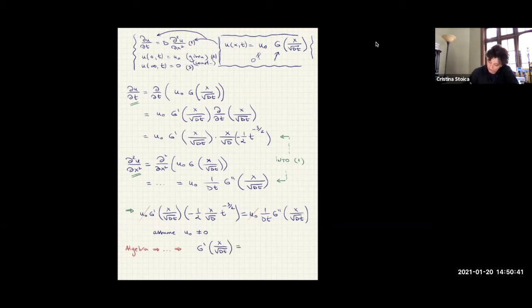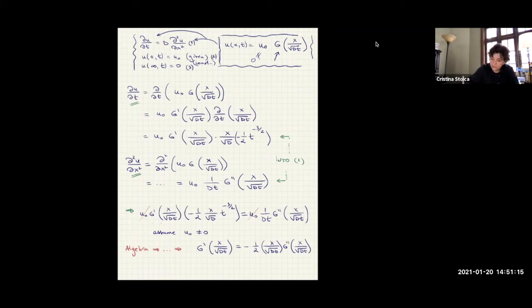So G prime, this is the left-hand side, and then we do the algebra, and we end up with minus a half x over root dt, g second in x over root dt. And I do advise you to complete the calculation for all these steps that I'm leaving, okay? So the algebra, whatever. And you can see now the little miracle that is happening.